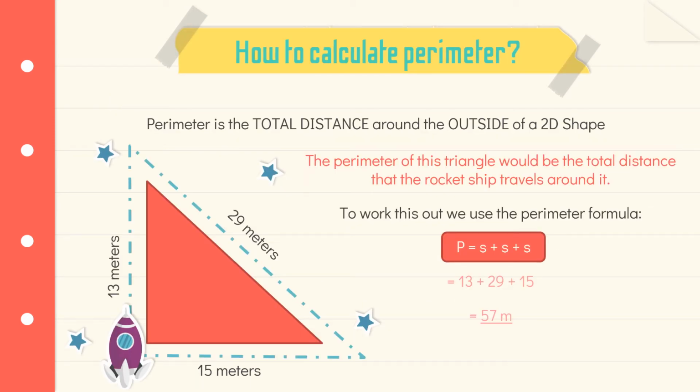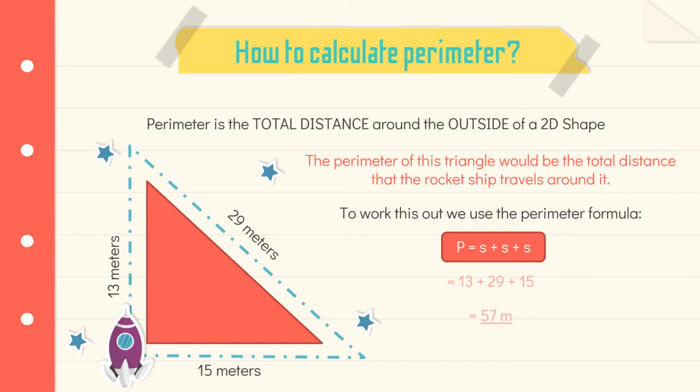So how on earth do you calculate perimeter? Like we said, perimeter is the total distance around the outside of a 2D shape. We're going to try and calculate the perimeter of the triangle that we saw a few slides ago. So the perimeter of this triangle would be the total distance that the rocket ship travels around it. So if we start where the rocket ship is, it's facing upwards.